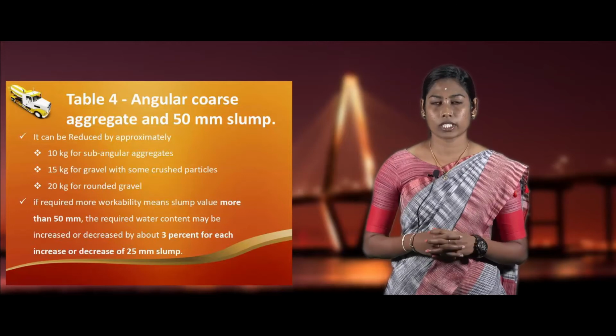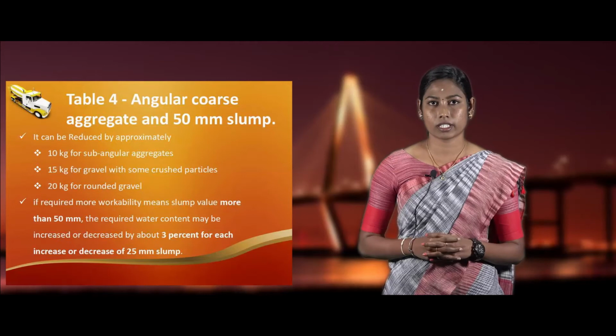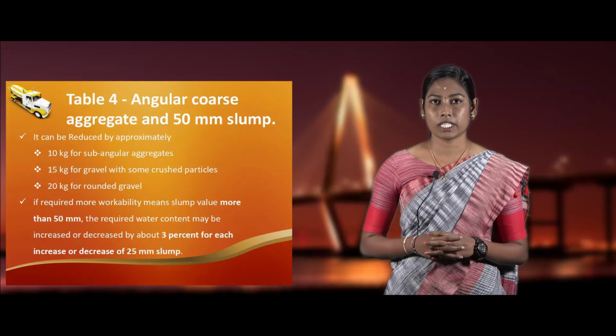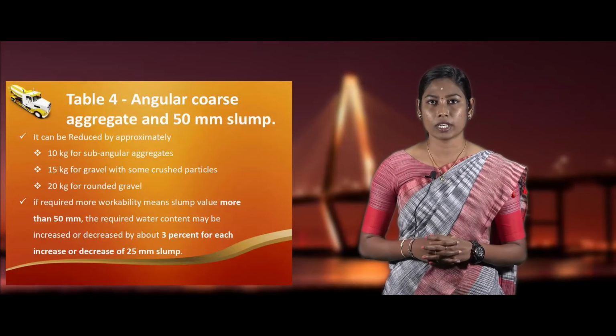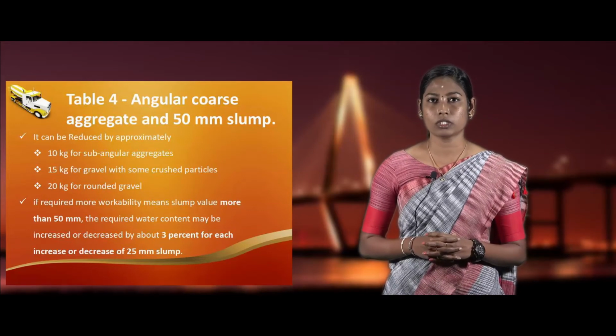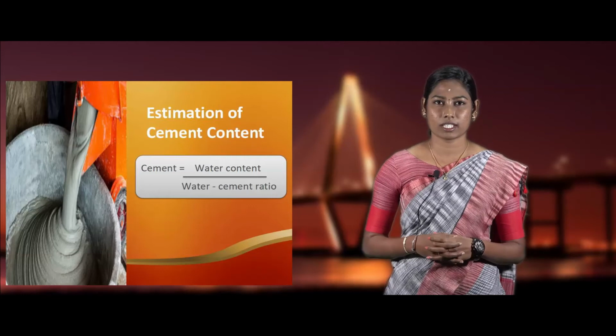If more workability is required, that is a slump value of more than 50 mm, the required water content can be increased by about 3% for each 25 mm of slump. The water calculated can be decreased by the use of chemical admixtures. Water reducing admixtures or superplasticizers usually decrease water content by 5 to 10% and 20 to 30% and above, depending upon the dosages.